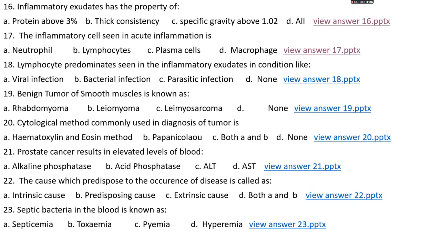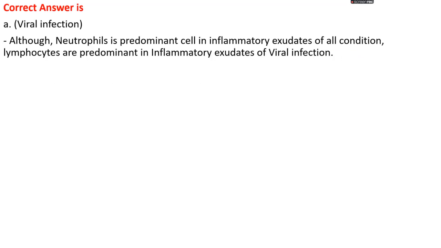Question number 18. Lymphocytes are predominantly seen in the inflammatory exudate in conditions like: option A, viral infections; option B, bacterial infections; option C, parasitic infections; option D, none. The right answer is option A, viral infections. Although neutrophils are the predominant cells seen in inflammatory exudate in all conditions, lymphocytes are predominant in the inflammatory exudate in case of viral infections.